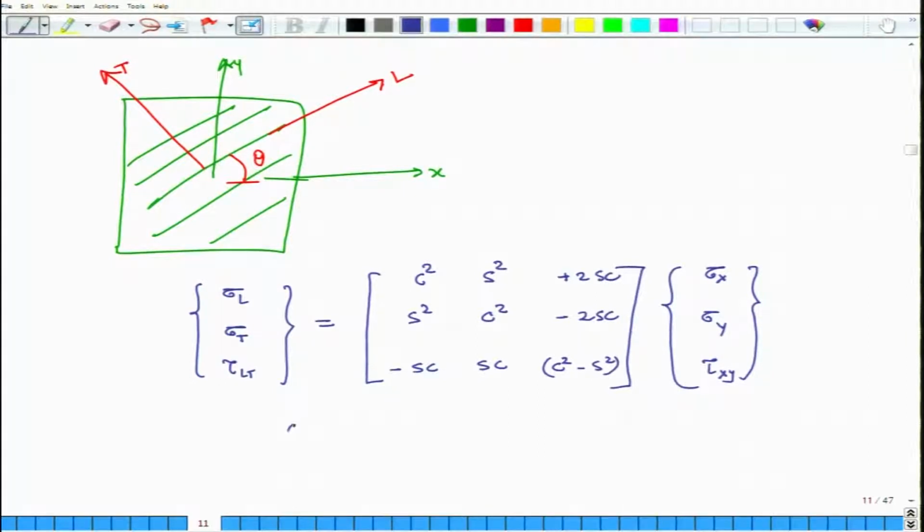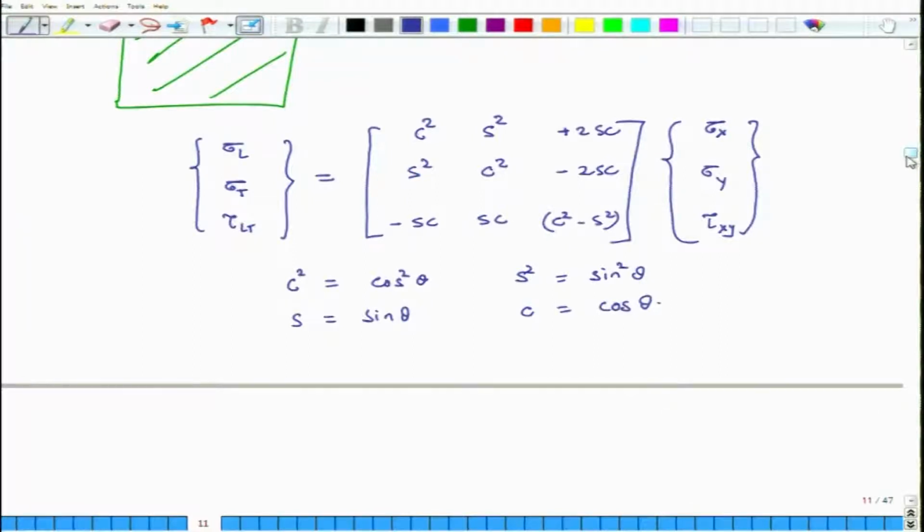And what is c square? So, c square means cosine square theta, s square means sine square theta, and same thing, s means sine theta and c means cosine theta. So, the point is, if I know sigma x, sigma y, tau xy, then I can calculate sigma L, sigma T and tau LT if theta is known. Okay. I can calculate these things.